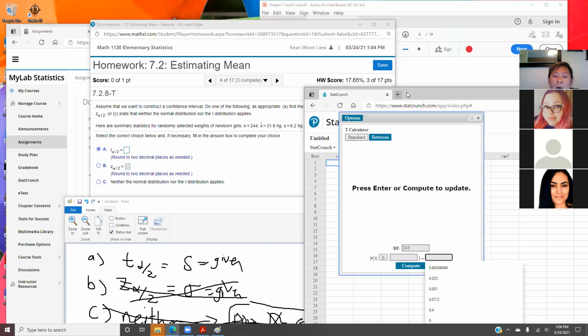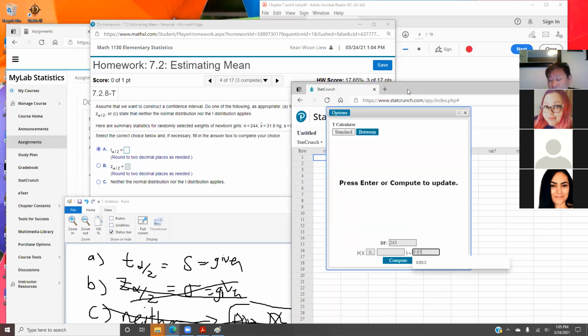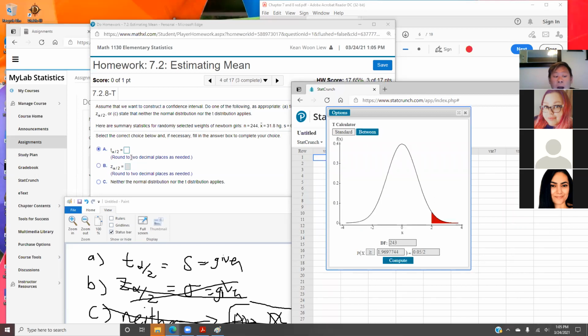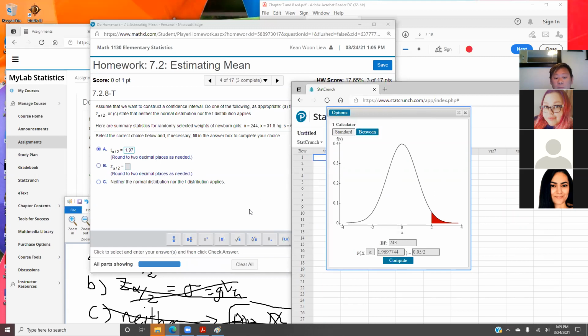What is my alpha here? My confidence is 95%, so alpha is 0.05, and alpha over 2 is 0.05/2. Same thing, 0.05/2. So this is your answer for him, 1.97. You guys all right here?